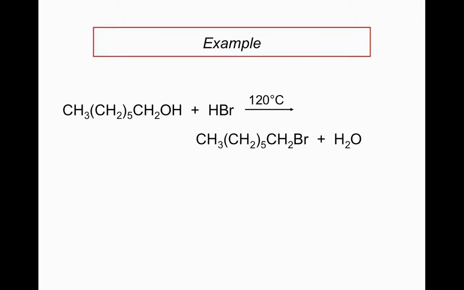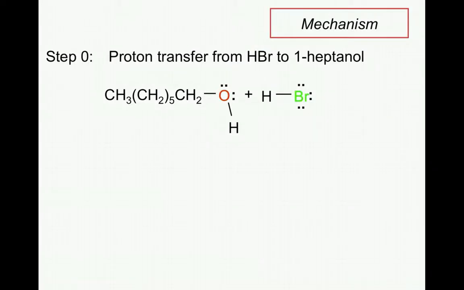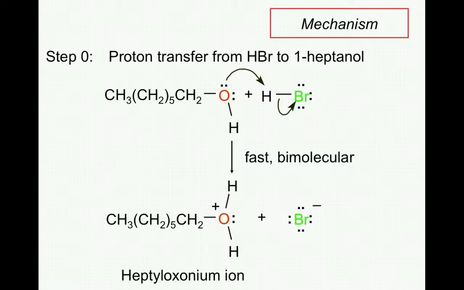We'll use the example from the previous slides that involves the formation of the primary alkyl bromide from a primary alcohol. Step 0 in the mechanism should look very familiar to you by now. It involves the proton transfer from hydrogen bromide to 1-heptanol to create our oxonium ion. The oxygen atom attacks our hydrogen, cleaving the sigma bond between the hydrogen atom and the bromide to form our oxonium ion intermediate.